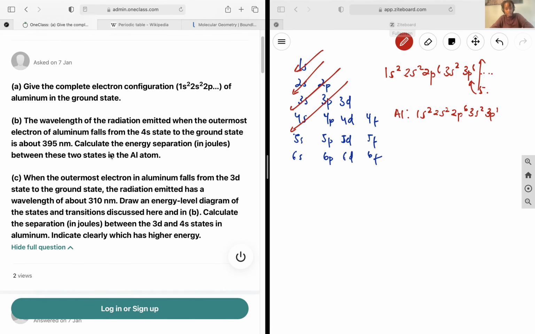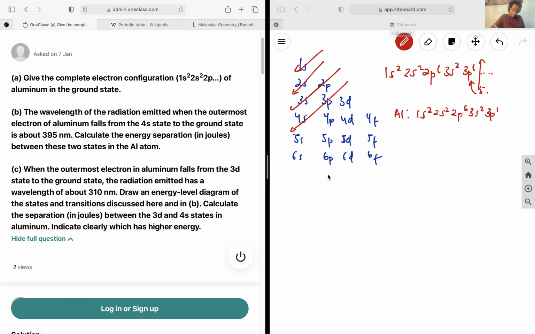Next up, you're given the wavelength of radiation emitted when the outermost electron of aluminum falls from the 4s state. So let's say that this last electron was in the 4s orbital instead of the 3p state. So this is an excited state, and we want it to fall back down into 3p. And so the energy that it releases when it falls back down from the energy level of 4s1 to 3p1 is going to be 395 nanometers worth of wavelength if we convert it from energy to wavelength.